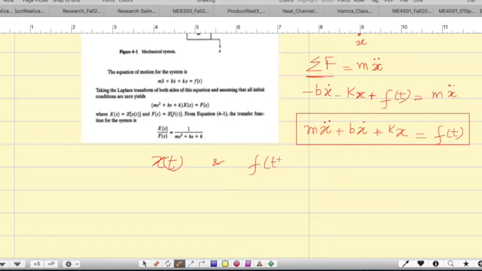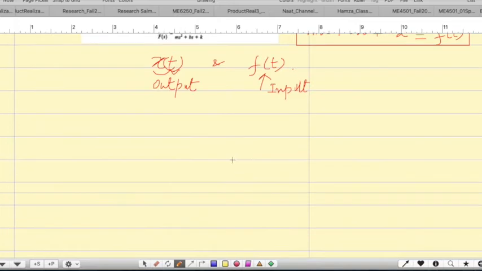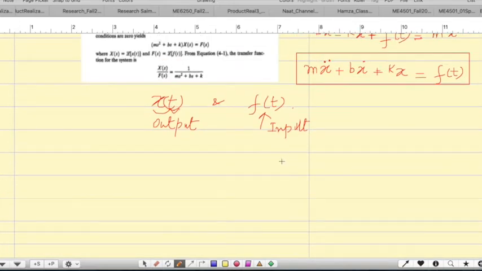This is my input and this is my output in time domain, but we have to convert this into Laplace domain. So let's find it out. So first of all, I will take the Laplace transform of this whole equation.